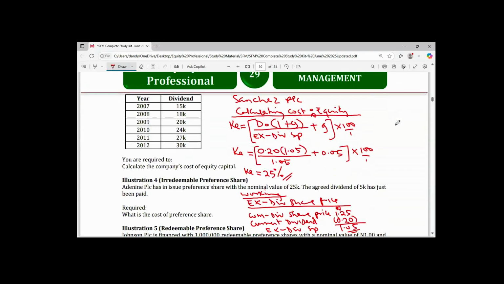Year 2007, 15 kobo in dividend; 2008, 18 kobo; 2009, 20 kobo; 2010, 24 kobo; 2011, 27 kobo; 2012, 30 kobo in dividend. You are required to calculate the company's cost of equity capital. Yes, that is the question. The examiner is asking you to calculate the company's cost of equity capital.